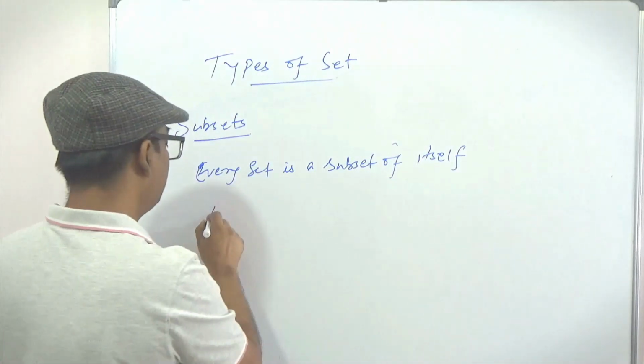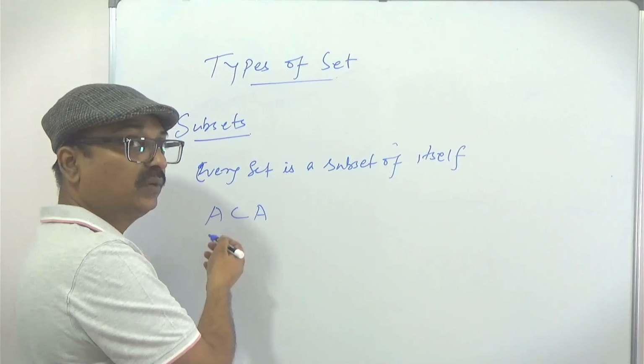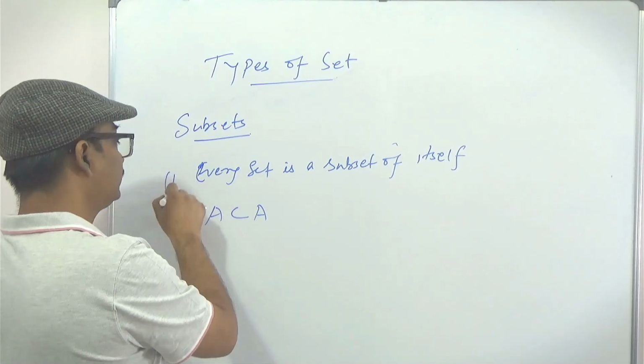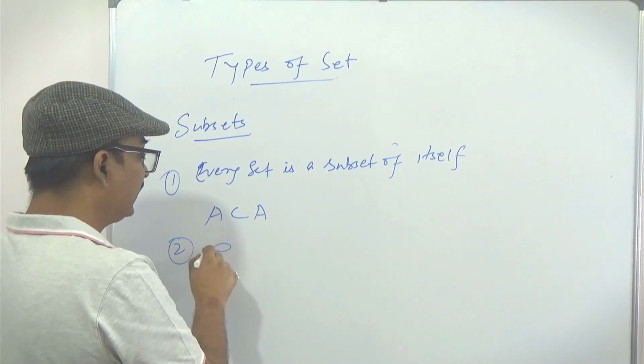So if we have A is a subset of A. Undoubtedly all the elements of A can be found in A. So A is a subset of A. This is first, and second, phi, that is the empty set.